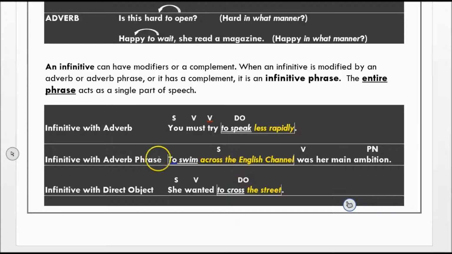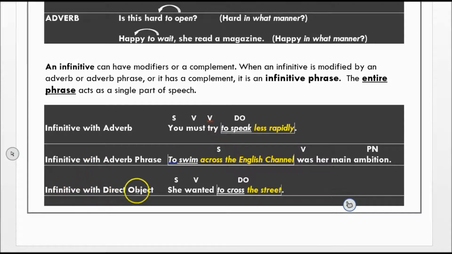Here we have an infinitive with an adverb phrase. A prepositional phrase acts as an adverb. To swim across the English Channel was her main ambition. So the infinitive is to swim. Across the English Channel is a prepositional phrase telling us where she's swimming, so therefore it's connected to swim and is an adverb phrase. This all becomes one infinitive phrase then, to swim across the English Channel, and it is acting as the subject in your sentence. It is what her ambition was. Her ambition is the predicate noun, was is your linking verb, and this whole infinitive phrase is your subject.